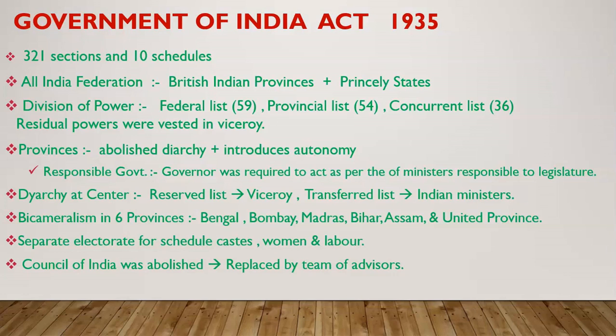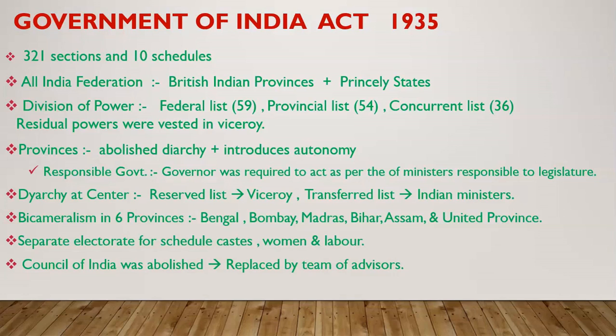Now what is the meaning of responsible government? Responsible government means now all the subjects of the provincial list were administered by the ministers. Okay, and these ministers were chosen from within the membership of the provincial legislative council. So now all the subjects, means subjects of the transferred list as well as the reserved list, both of these lists were abolished, and the subjects of these lists were provided to the ministers.